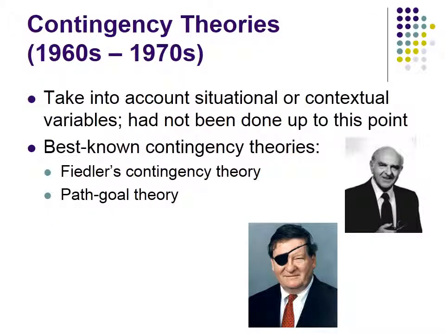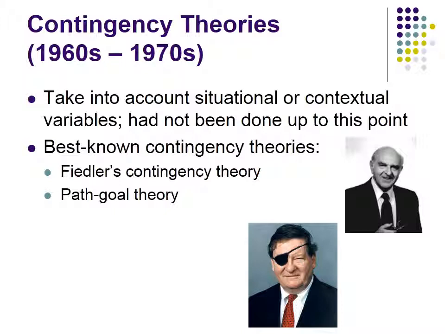So now we're going to talk about contingency theories. These came about in the 1960s and 70s, and these are the first theories that really start talking about how leadership depends on a wider set of factors. Just looking at the behaviors of the leader is missing the element of the situation the leader is in, and just looking at the traits is only looking at the leader themselves. If we really want to come up with a theory of leadership, we need to stop just looking at the leaders and start looking at a broader picture. So these theories take into account situational or contextual variables, and that had not been done up to this point.